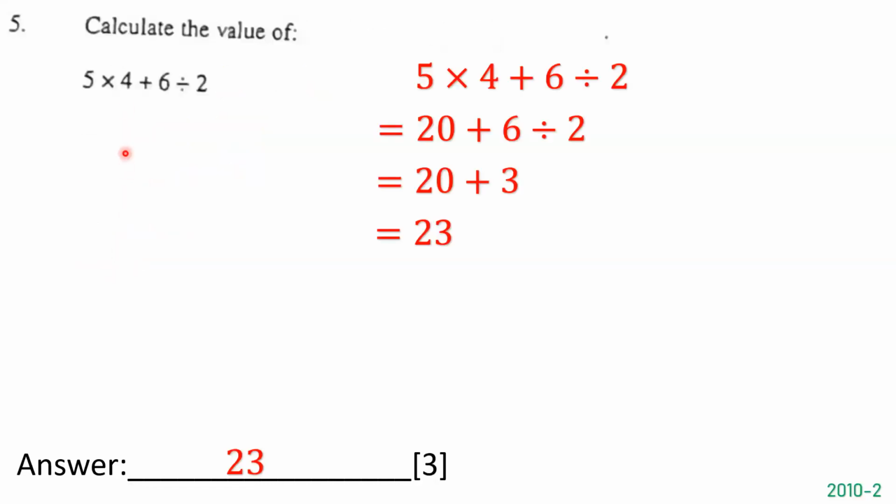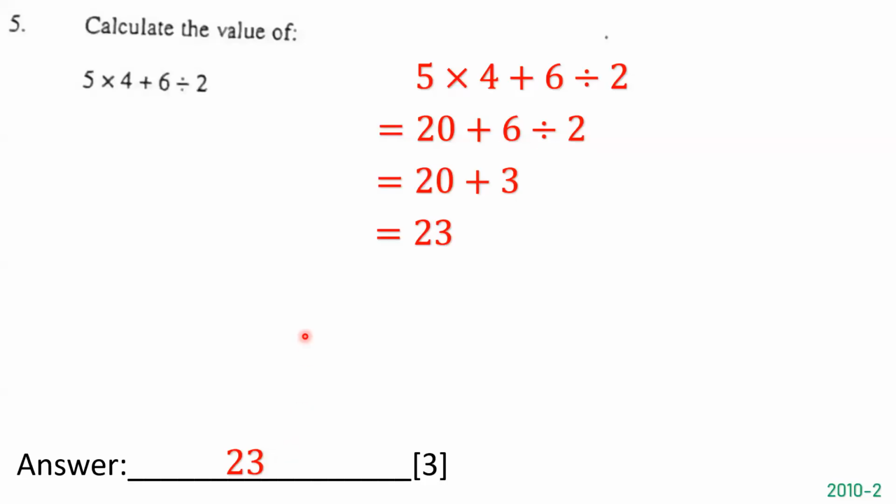Moving right along, we have this question here. We have 5 times 4 plus 6 divided by 2. And if we look at this one, we have multiplication and we have division and we have addition. Notice that the multiplication comes before the division from left to right. And so we're going to definitely multiply before we divide. So 5 times 4 is definitely 20. We bring down the plus 6 divided by 2. Now we divide. What is 6 divided by 2? Well, 6 divided by 2 is 3. And so we add. 20 plus 3 is 23. And so our answer here is 23.